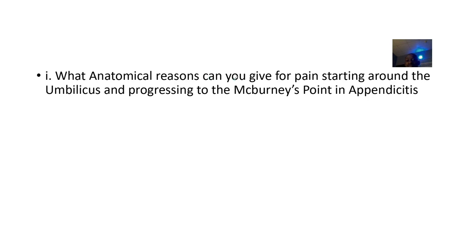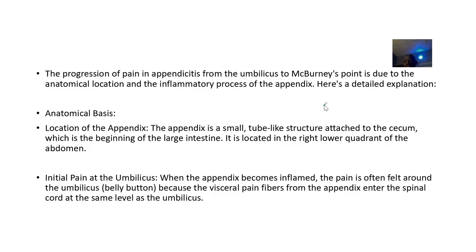So what anatomical reasons can you give for the pain starting around the umbilical region, then going to McBurney's point? First of all, we give an overview. The progression of pain in appendicitis from the umbilicus to McBurney's point is due to the anatomical location and the inflammatory process of the appendix. For the anatomical basis, the location of the appendix: the appendix is a small, tube-like structure attached to the cecum, which is the beginning of the large intestine. It's located in the right lower quadrant of the abdomen.